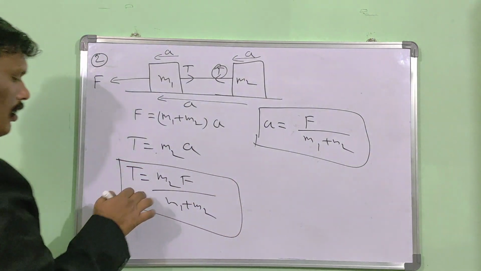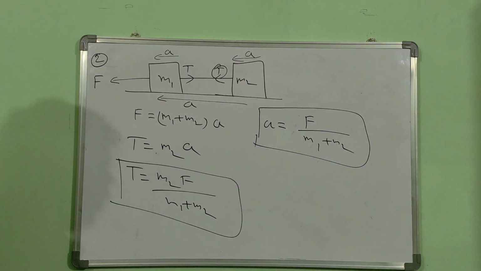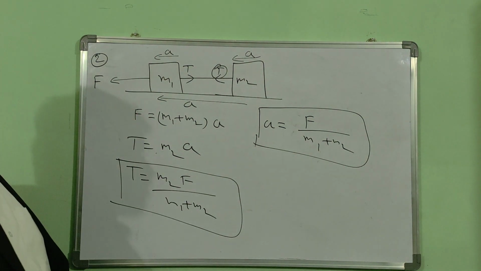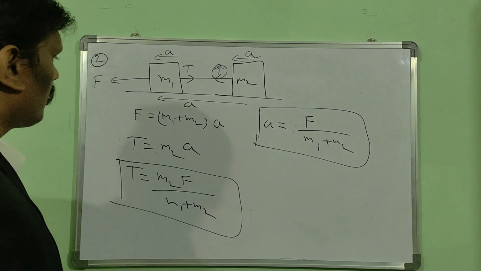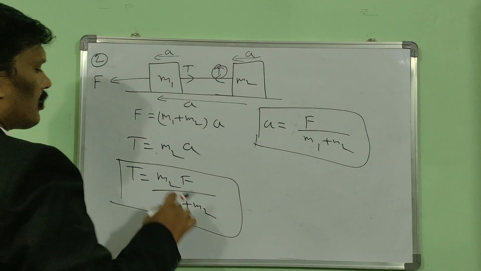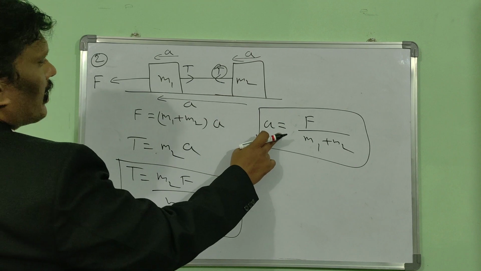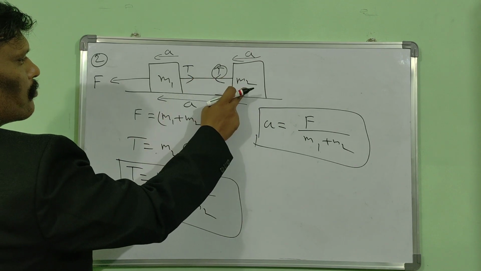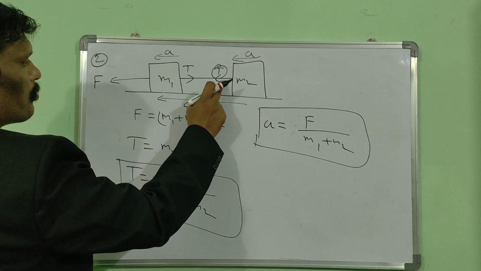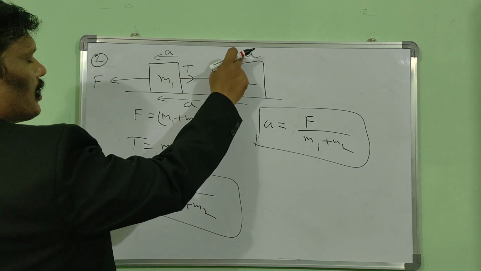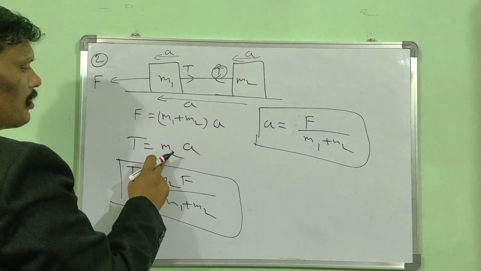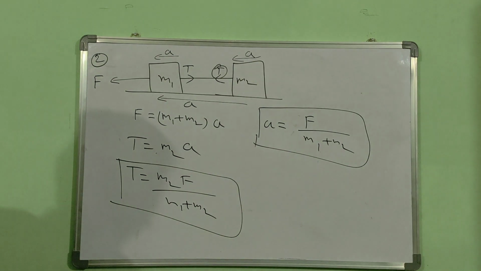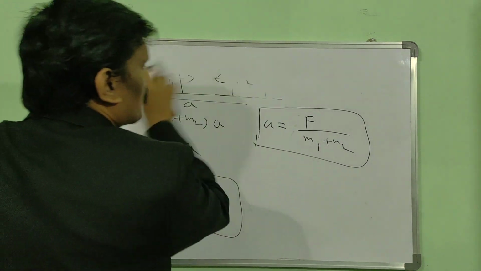Sometimes in the objectives, this formula will be given directly. Among the 4 options, one of the options is like this. Then we need to select it directly. So if it is a problem, calculate the tension in this way. First calculate the acceleration, and then calculate tension. Simply, tension pulls M2, no? So tension is a force. It pulls M2 only, so M2 into A is the tension force. That acceleration value substituted here, we get the tension. That's all.